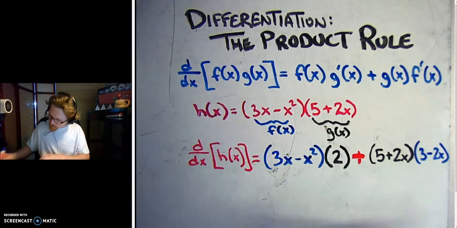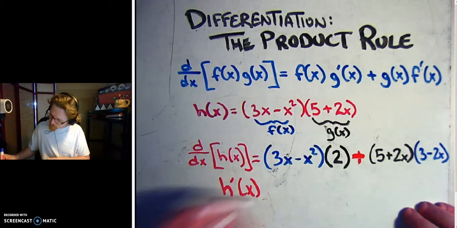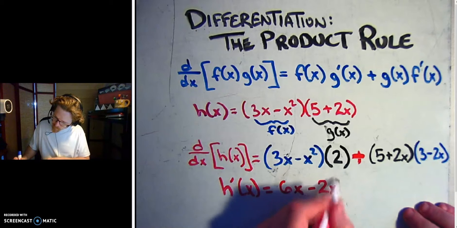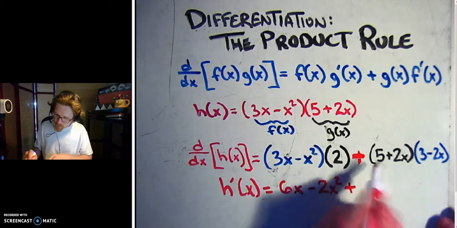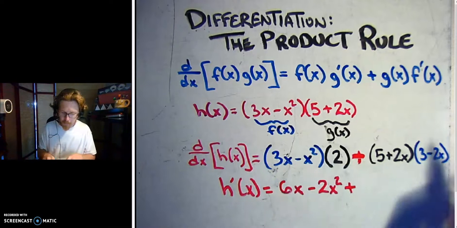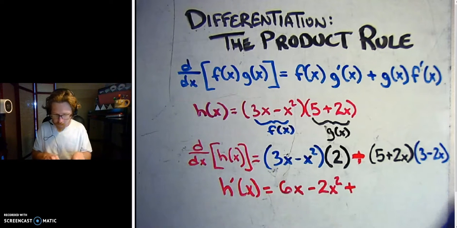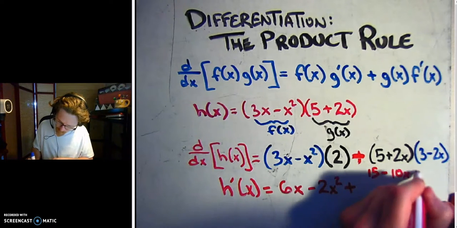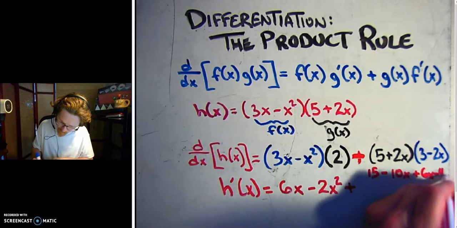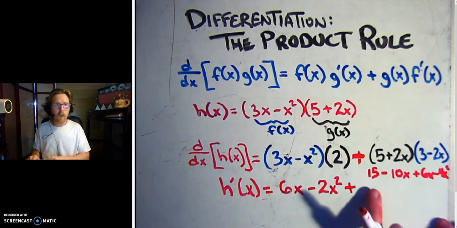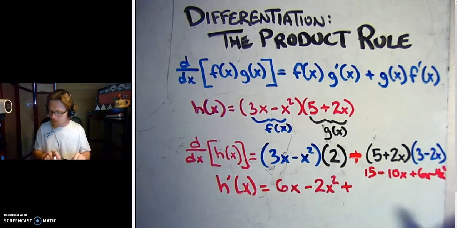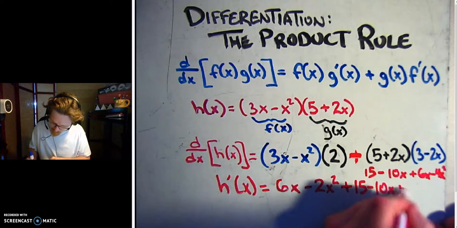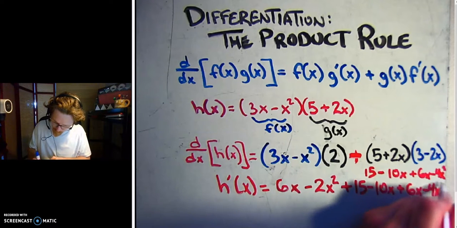And so I might just say that h prime of x, so the derivative of h, is equal to 6x minus 2x squared plus, and then I need to FOIL this. I need to first, outer, inner, last multiply these two binomials, and I end up with 15 minus 10x plus 6x minus 4x squared.